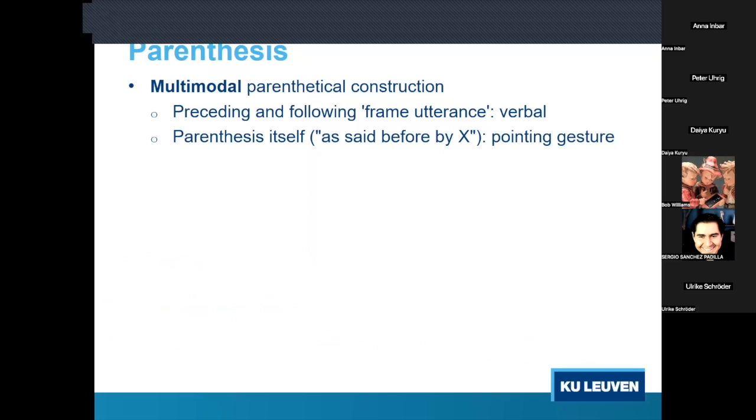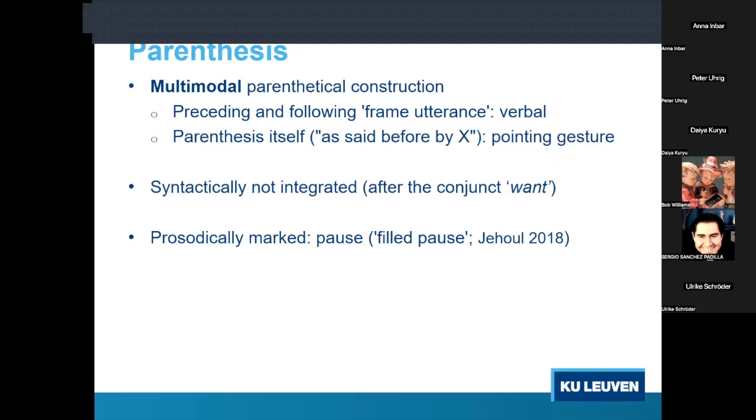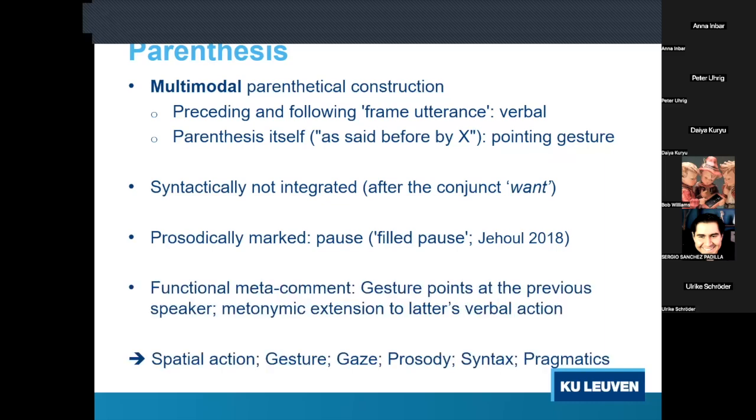Okay. So what we see here is a clear example of a parenthesis where you have a syntactically non-integrated structure, prosodically marked by the pause, which can be labeled, of course, as a filled pause, because it's the gesture which is filling the pause. And it's a functional meta comment, right? So the gesture points at the previous speaker, which sort of indirectly says, I'm referring to the utterance made by the previous speaker. So it's actually a double indirect reference. He doesn't just refer to the previous speaker, of course, but to what the previous speaker just said, right?